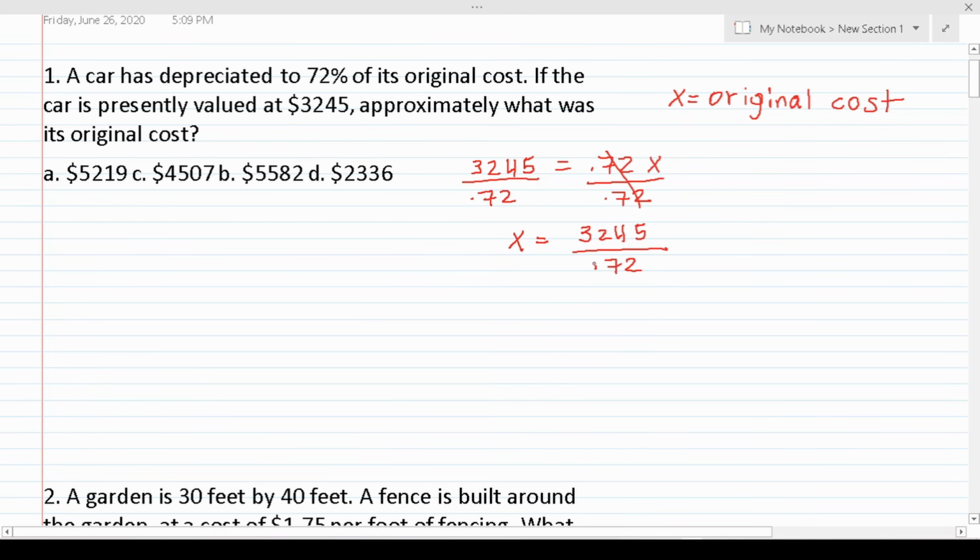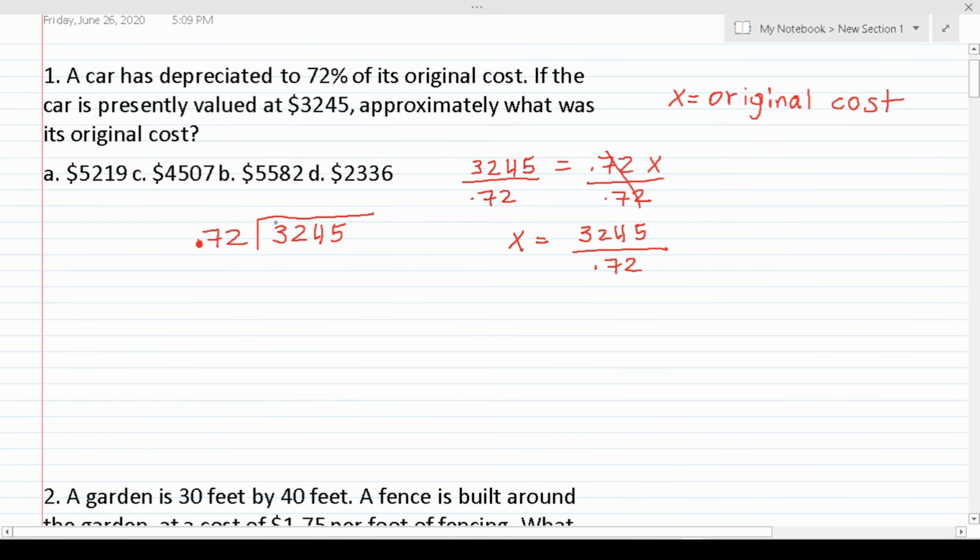All right, so now, as you can see, we have this fraction, and that's, of course, not one of our answer choices. In light of that, we're going to have to regard this fraction as long division, which means we're going to rewrite it as such. 3,245 divided by 0.72. All right. So the key to doing long division with decimals is this.